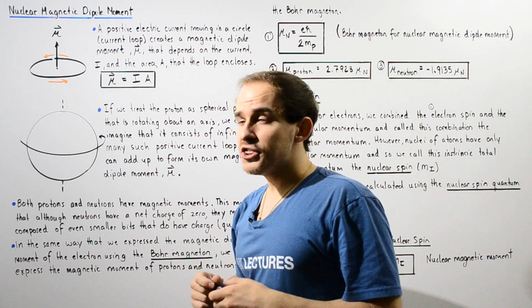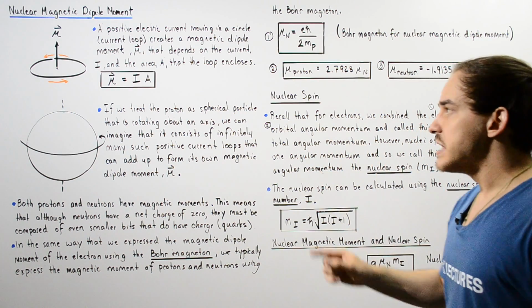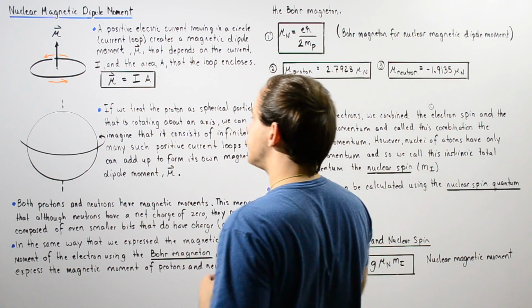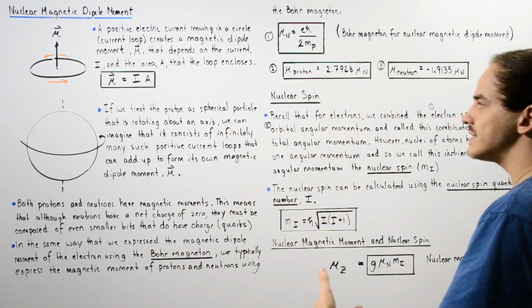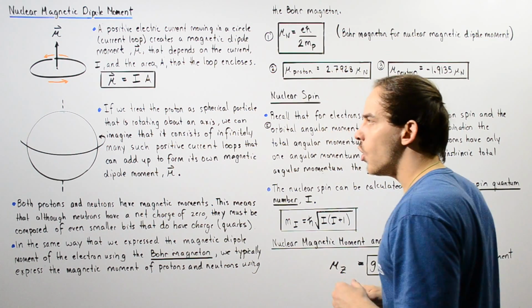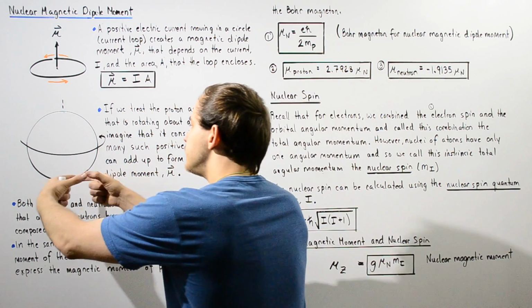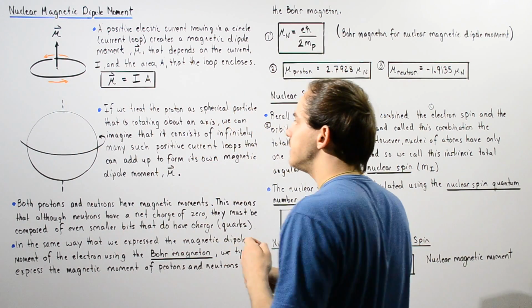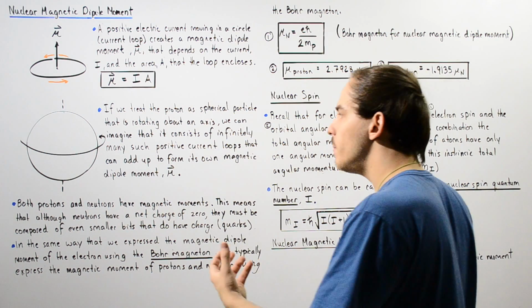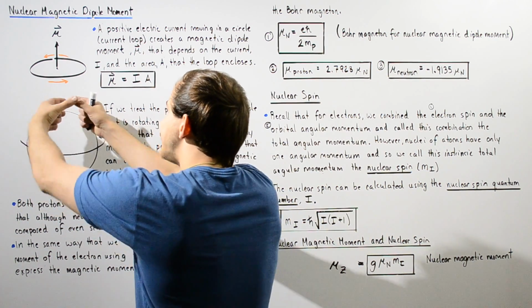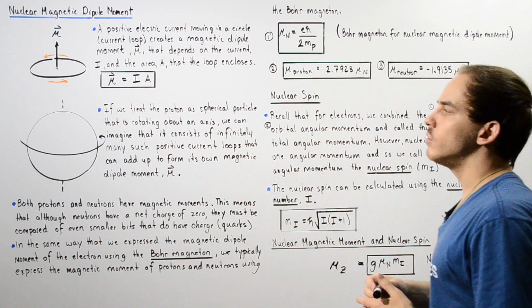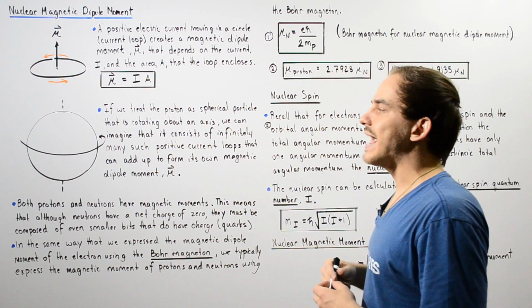Now, if we treat the proton as a spherical particle that is rotating about some axis, as it rotates, it carries a certain positive charge given by 1.6 times 10 to the negative 19 coulombs. Now, we can imagine that the proton as a whole basically consists of infinitely many current loops as shown in the following diagram. And each one of these current loops creates a magnetic dipole moment, and if we take the sum of all the magnetic dipole moments of all these current loops, that will basically create the magnetic dipole moment of this entire proton as a whole.